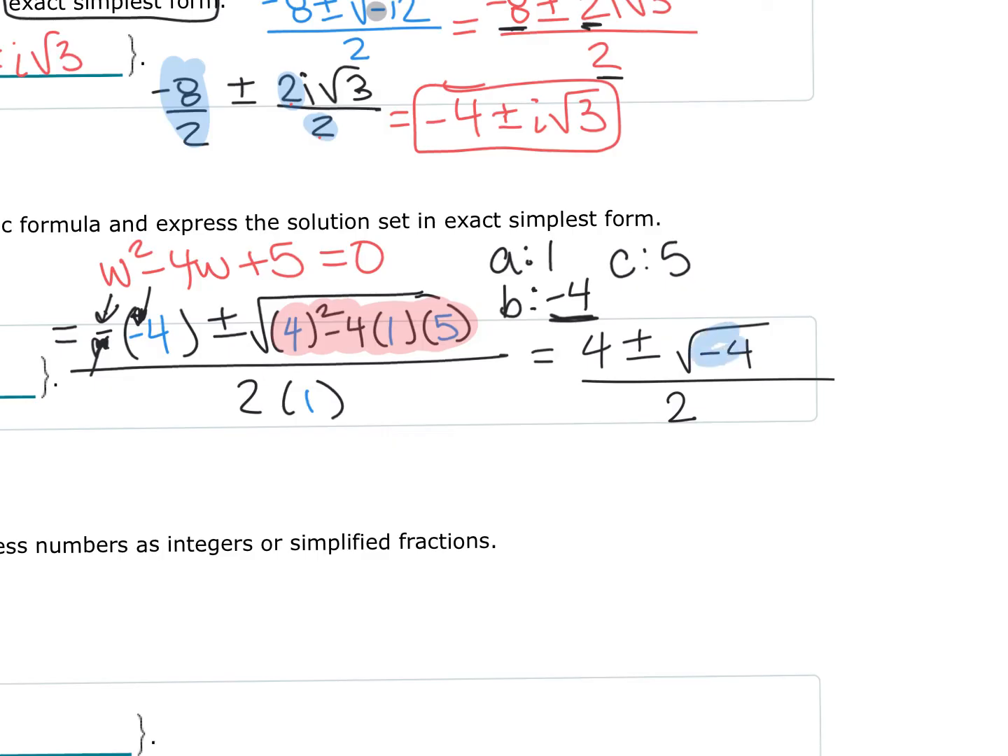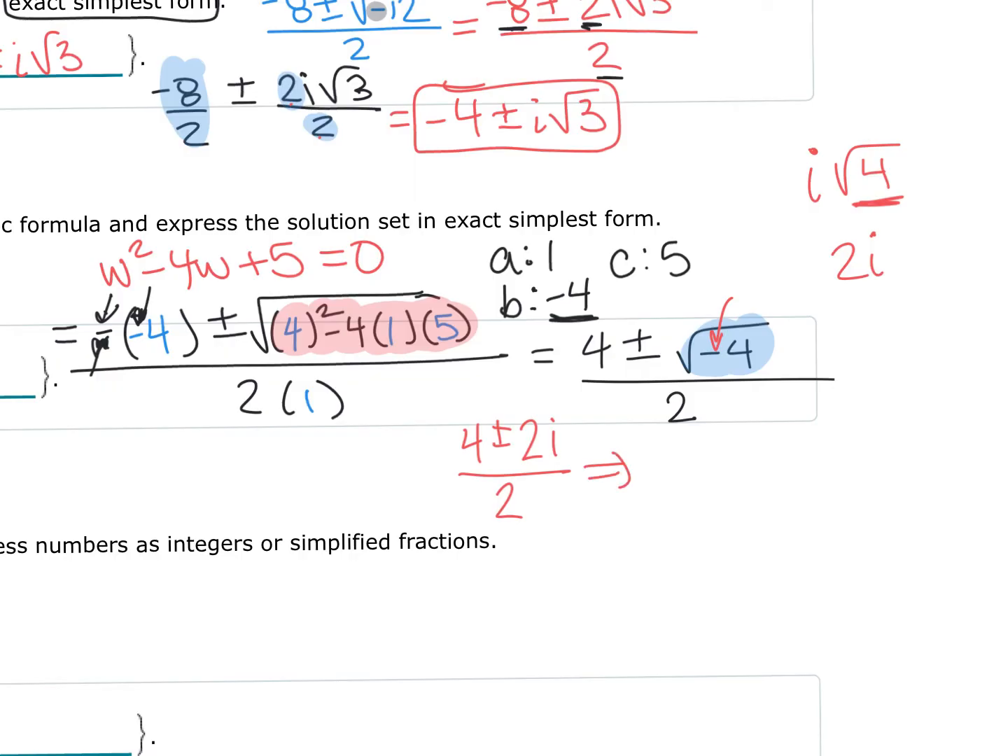But I know that the square root of negative 4 can be simplified. If it can be simplified, I have to simplify it. Since there's a negative, I know I'm going to have an i. So it's like i squared times 4, but the square root of 4 is 2, so this becomes 2i. So then I have 4 plus or minus 2i over 2.